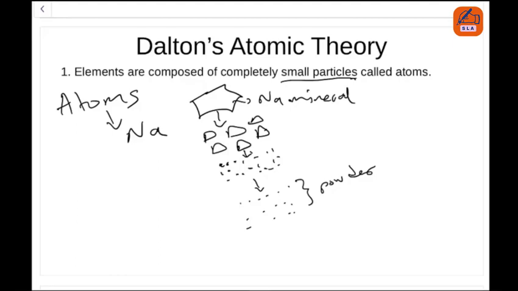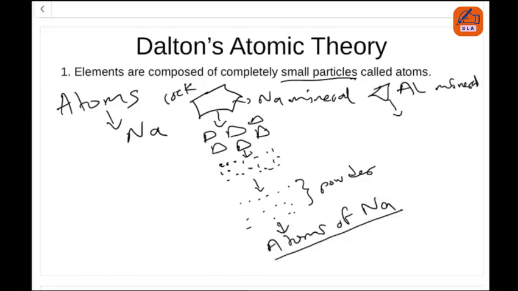So the same goes for if you have aluminium mineral as a rock, huge rock, you can always break it down. Keep breaking down until you find aluminium atoms. So we know that each element that we have is composed of small particles called atoms.